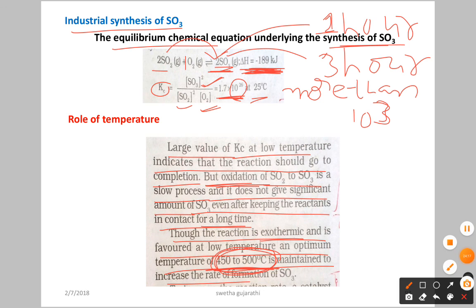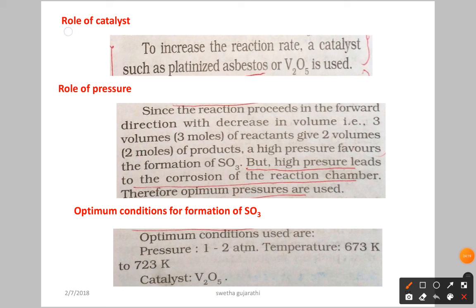Okay. Now, role of catalyst. Here again we are going to use the catalyst. What is the catalyst you are using? Platinized asbestos or vanadium pentoxide is used. Okay. So again what is the use of catalyst? Increase the rate of reaction. Okay. Means increase the speed of reaction.